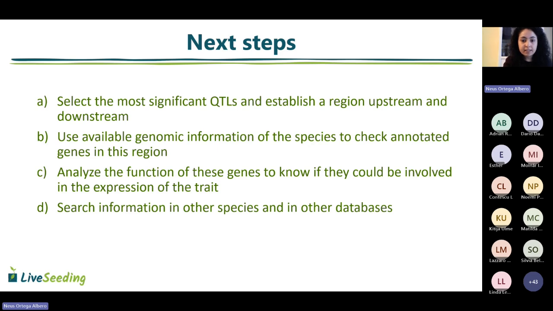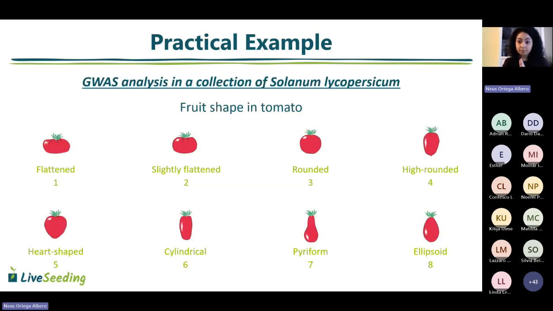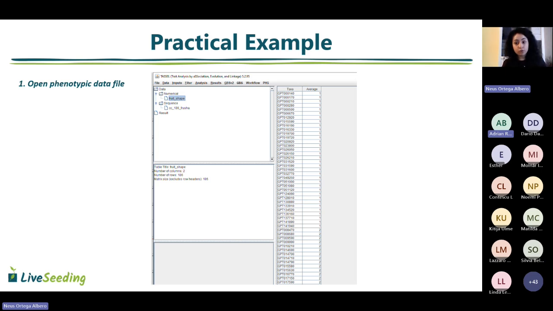Okay, I understand that for the ones that have not seen this type of analysis before, it is something complicated. So now we have another example, which is a GWAS analysis in a collection of Solanum pimpinellifolium using another trait. It's the same collection with fewer individuals, and I used another trait. We phenotyped this smaller collection for fruit shape. You have here all the fruit shapes we used. And you can, Neus, do your own example.